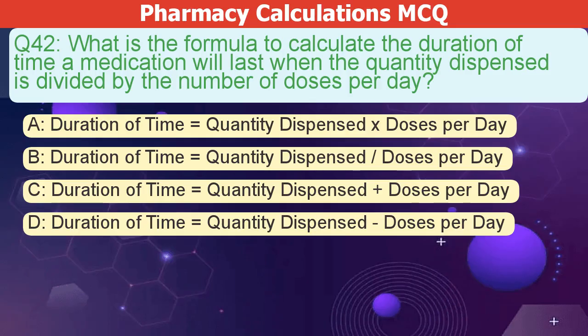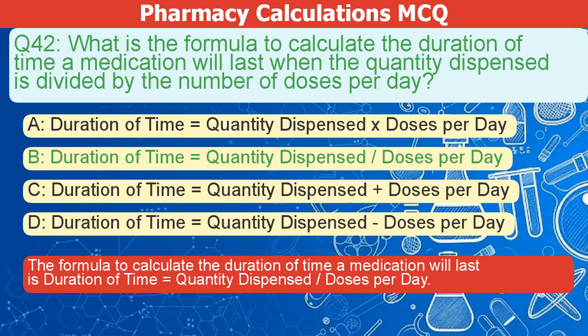What's the formula to figure out how long a medication lasts if you divide the amount given by the number of doses? Option A. Duration equals quantity times doses. Option B. Duration equals quantity divided by doses. Option C. Duration equals quantity plus doses. Option D. Duration equals quantity minus doses. The correct answer is B. The formula to calculate how long a medication lasts is duration of time equals quantity dispensed divided by doses.